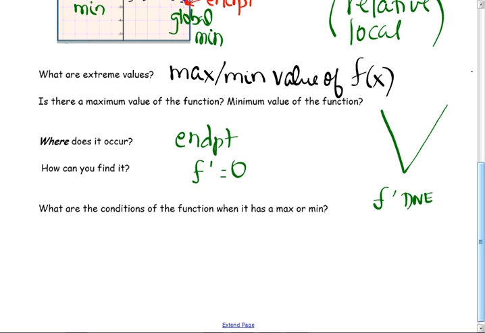We're going to look at endpoints, if I have a closed interval. Other candidates are where the derivative is 0 or where the derivative is undefined. They call those candidates critical points. Sharp corner, cusp, anything like that. Now, there's no guarantee that you're going to have a max or min there.